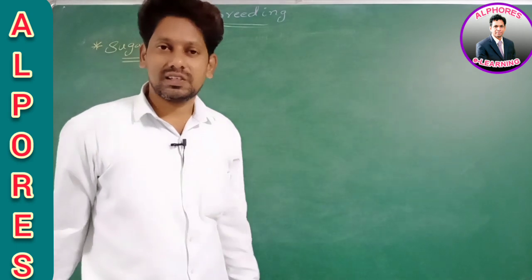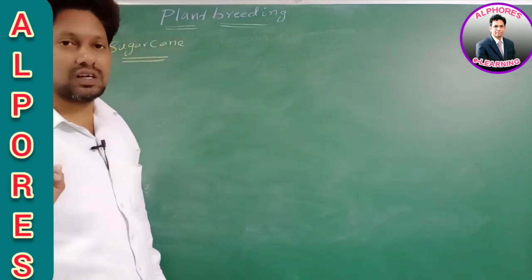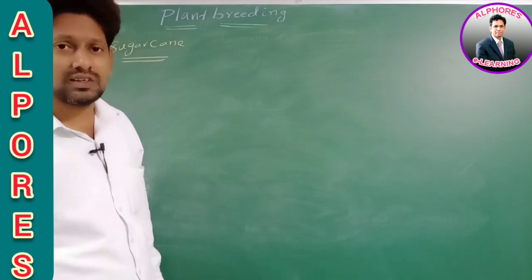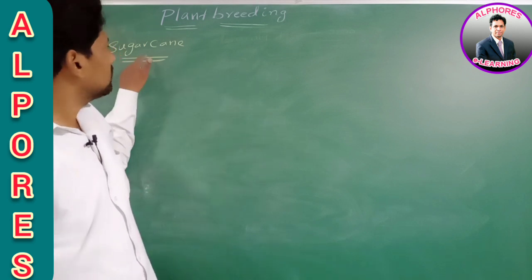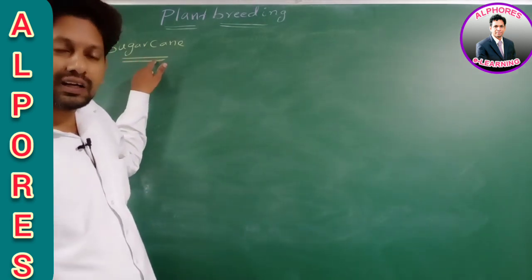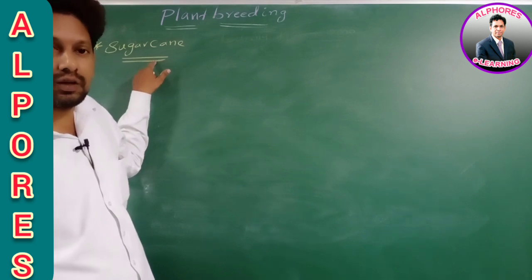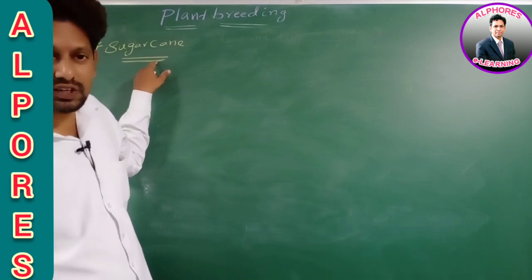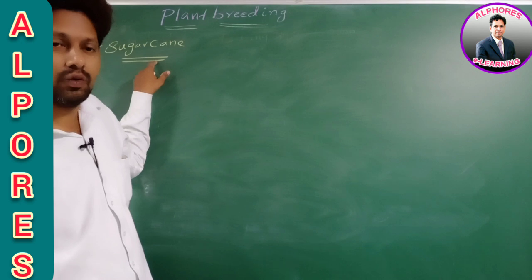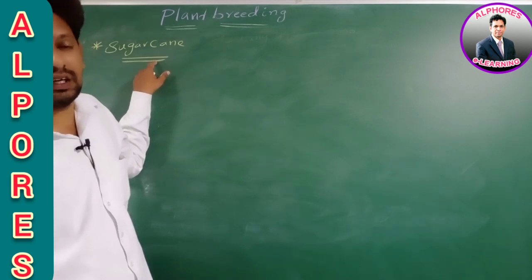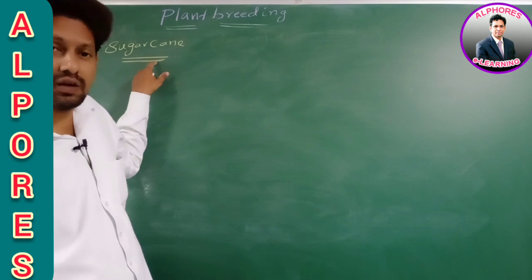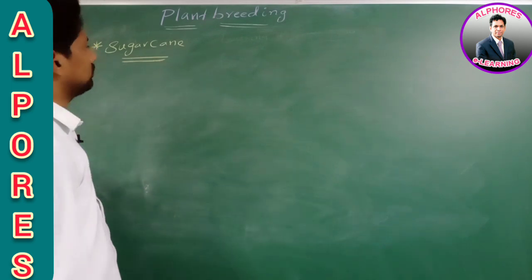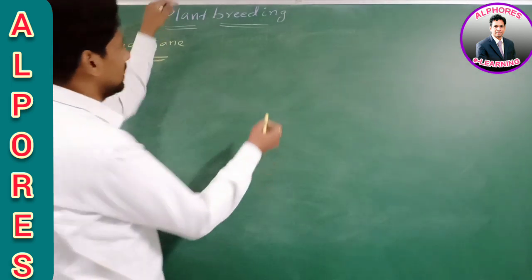Sugarcane. Here we are discussing two important species of sugarcane. First you tell me, in sugarcane, in which part of the plant is sugar stored? In the internode of the stem. In the internode part of the stem, sugar is stored. Now listen here. We are discussing sugarcane.